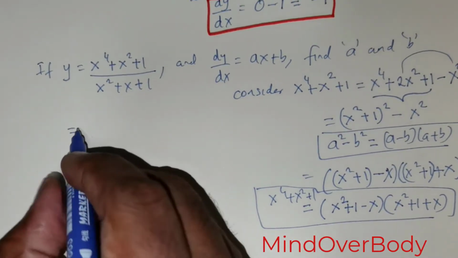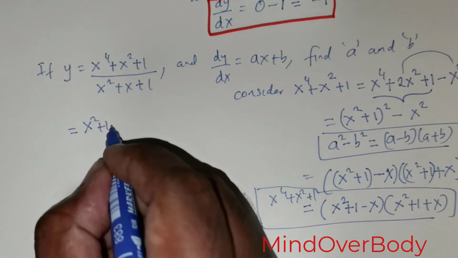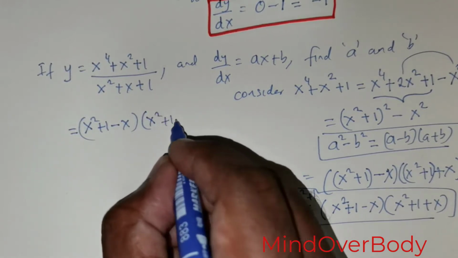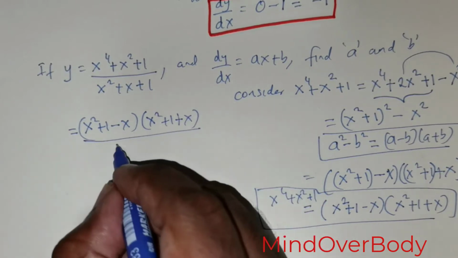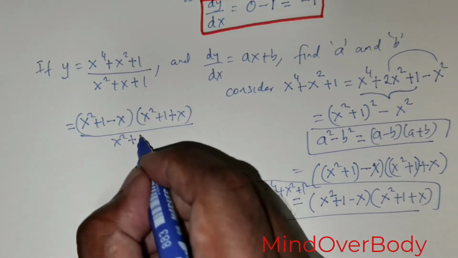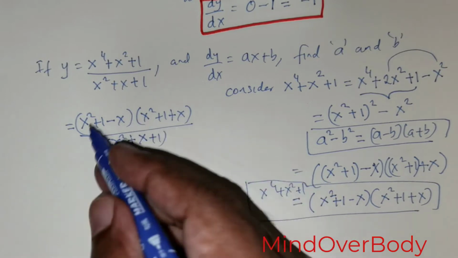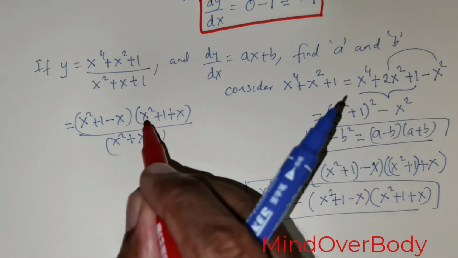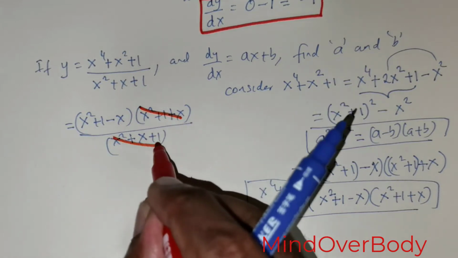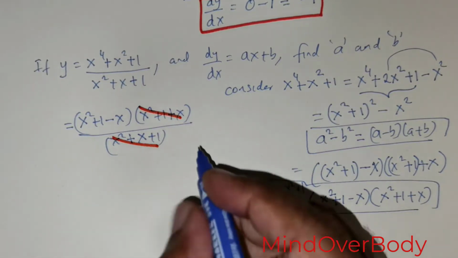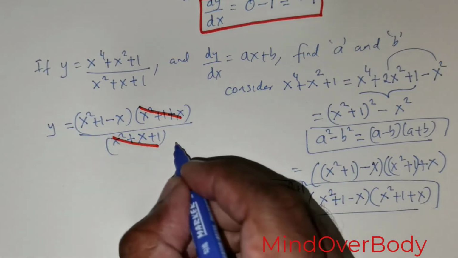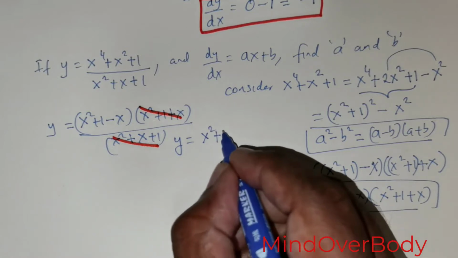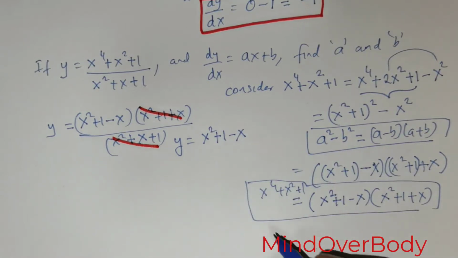So this is equal to (x squared + 1 - x) times (x squared + 1 + x) divided by x squared + x + 1. Of course, you could have rearranged it, but it doesn't matter. Now x squared + x + 1, x squared + x + 1, these both can be cancelled. So that would mean you would now have y equal to x squared + 1 - x. This is what you've got.